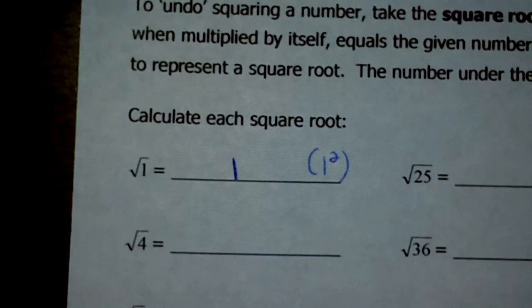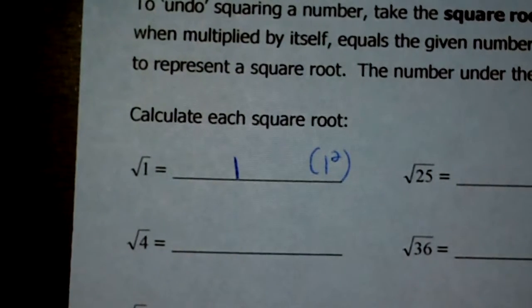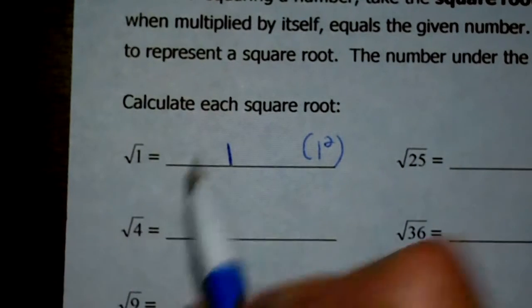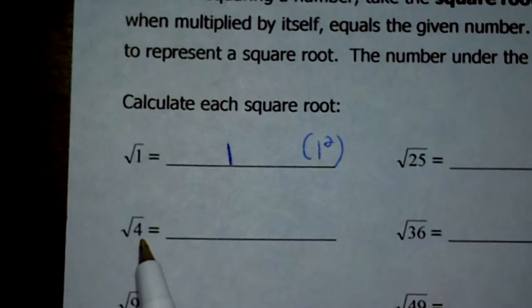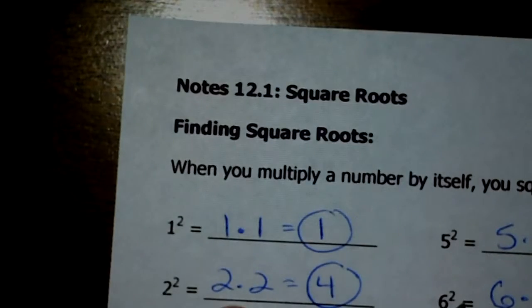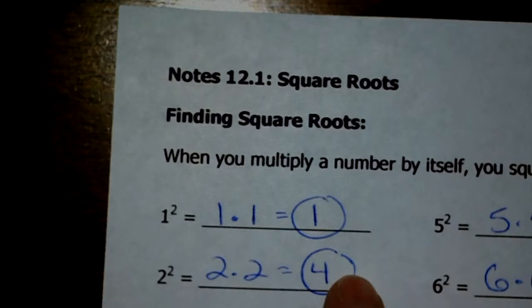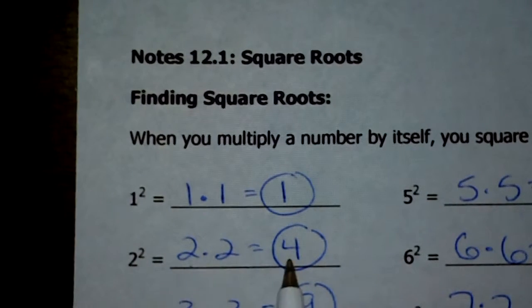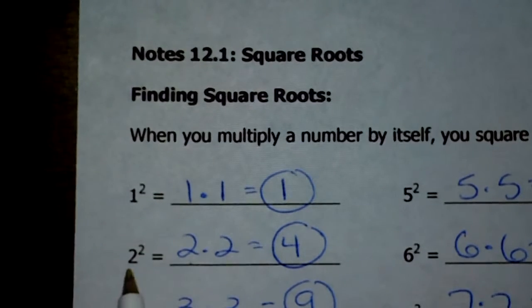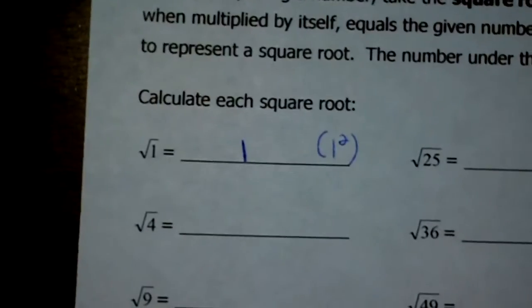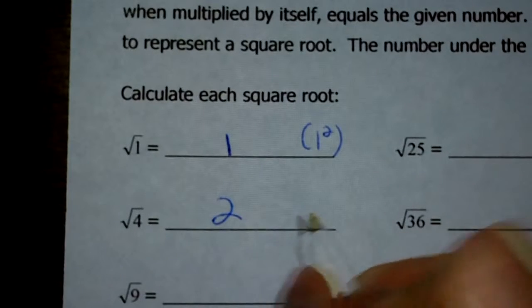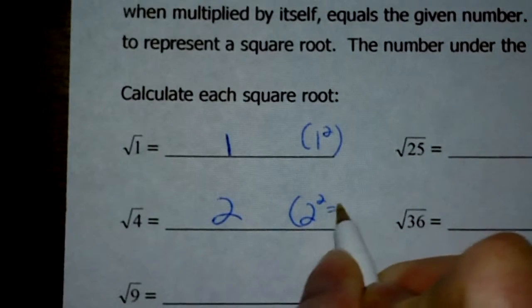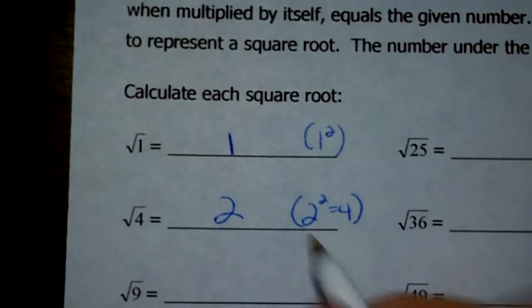is 1. Alright, for 4, the square root of 4, I'm asking you, what number squared would give me 4? Okay, so up here, do you see how 2 times 2 is 4? The square root would be 2 because 2 squared is 4. So it's basically whatever the base is. So with the square root of 4, we're going to say 2. And again, the reason being is because 2 squared equals 4. So whatever that base is, that's the square root.